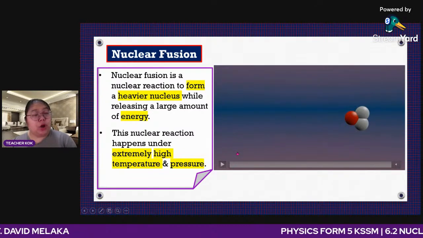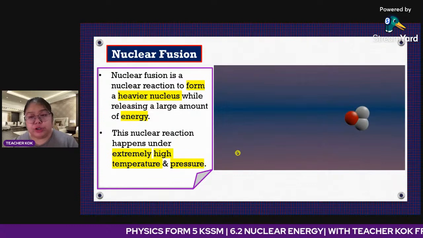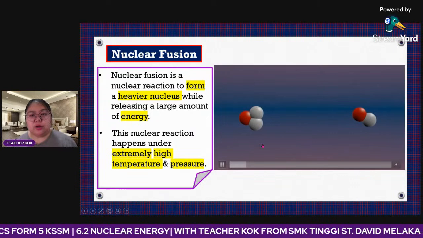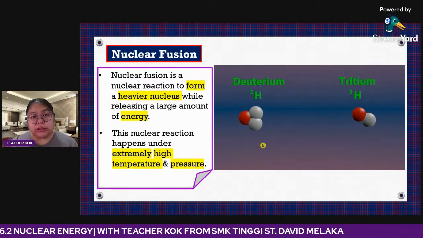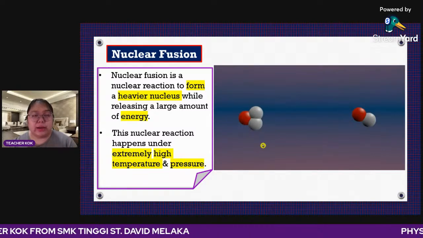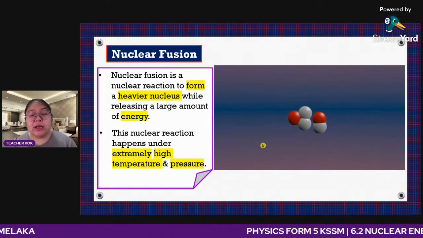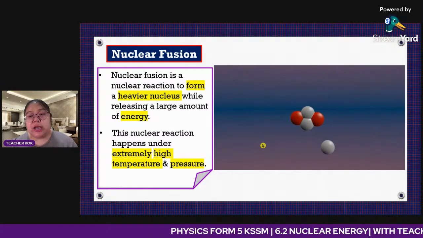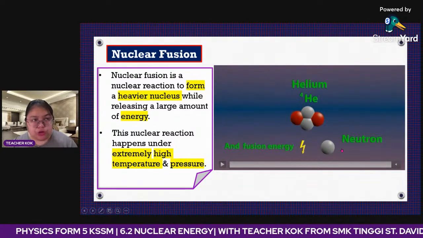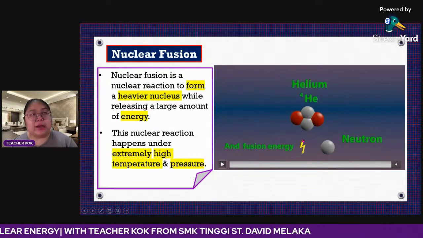We can see a short video about how nuclear fusion forms. Let's see here. We have two lighter nuclei, deuterium and tritium. After that, they combine together. When they combine, they form a heavier nucleus. After that, they produce one helium and also a neutron. Then they produce a large amount of energy.